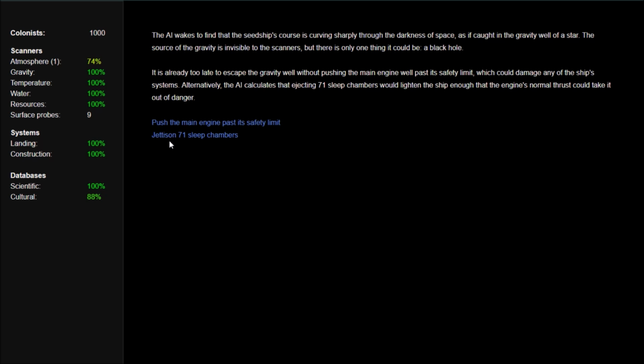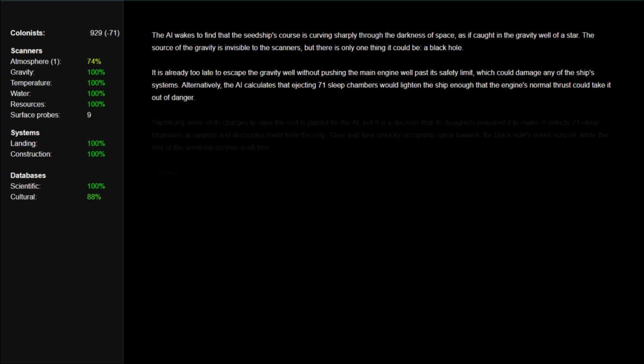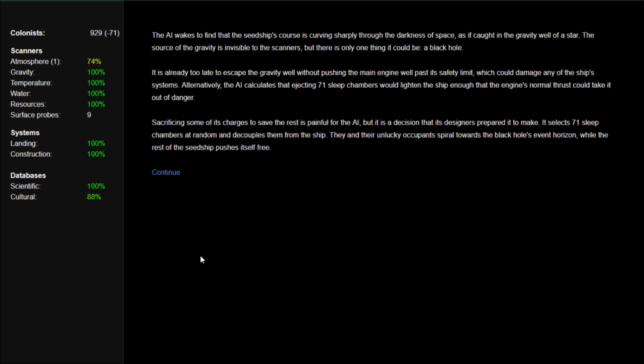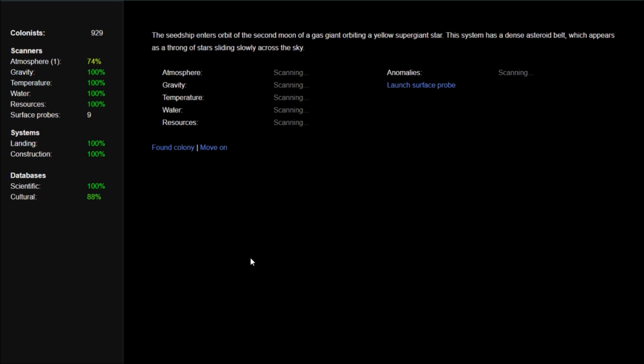We salute you, 71 Sleep Chambers. We salute you. Sacrificing some of its charges to save the rest is painful for the AI. Yeah, it hurts. But it is a decision that the designers are prepared to make. Select 71 Sleep Chambers at random and decouples them from the ship. They and their unlucky occupants spiral towards the black hole's event horizon, while the rest of the seed ship pushes itself free. Good news, they'll be there for a long time. So they won't go into the black hole.